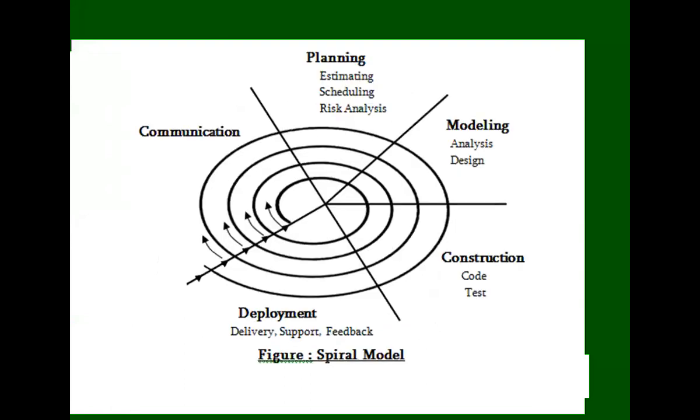What exactly is the spiral model? Here the structure looks like a spiral. The operations that take place when you are developing any product or process will be in the form of a spiral. Each phase of the spiral model begins with designing goal and ends with client reviewing.